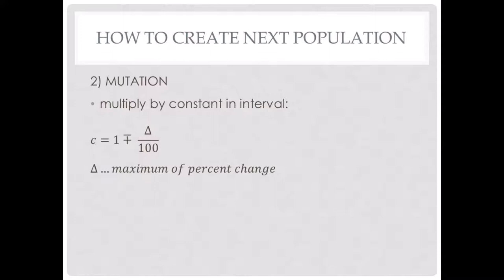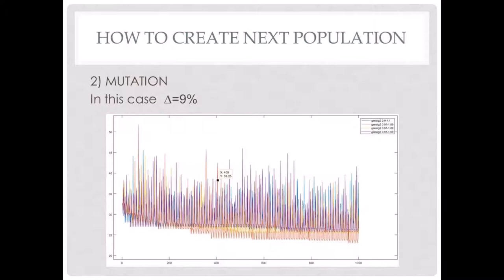The second process is mutation. It can be done simply by multiplying by a constant. We have some maximum percent change, and some of the parameters can be multiplied with this constant, not all of them, because not all parameters must be mutated. On this slide we can compare how the value of percent change affects the speed of converging. Here the best one is the red one, with 9% change in mutation. It doesn't mean that 9% change is the best. It depends on the task. This one is a task of optimization on a shaft.